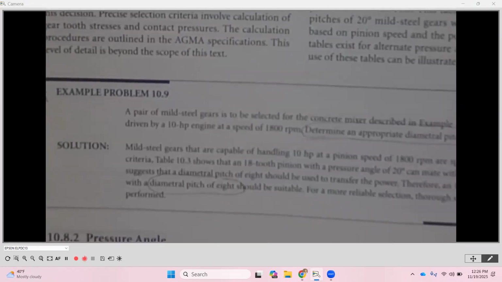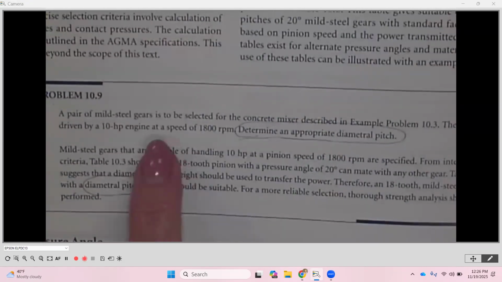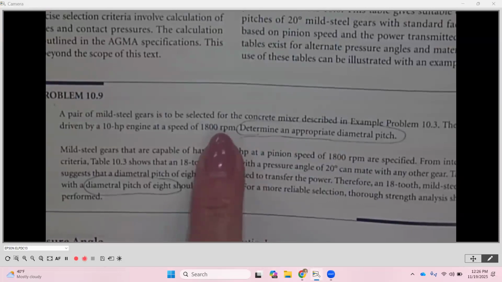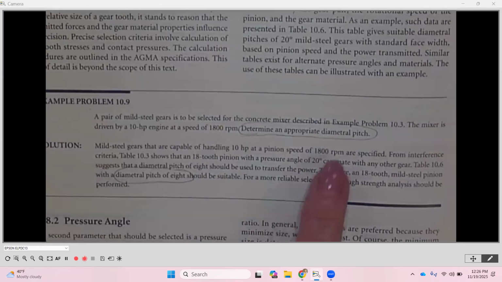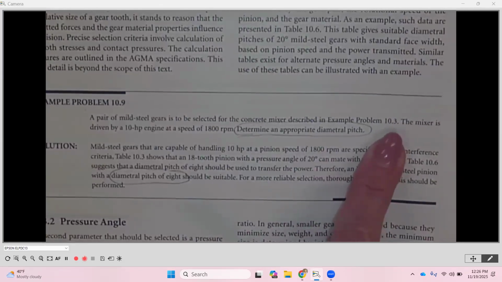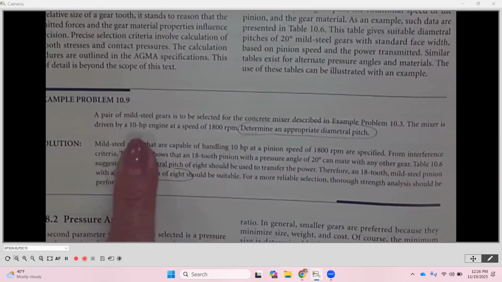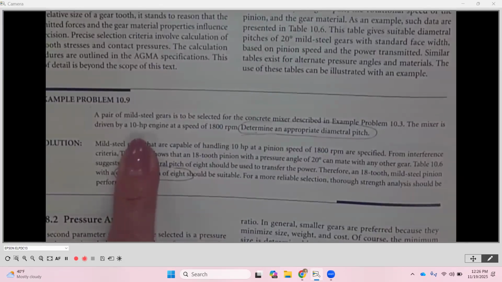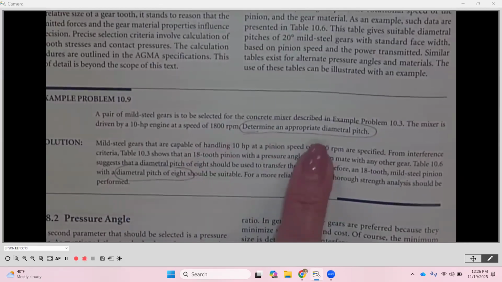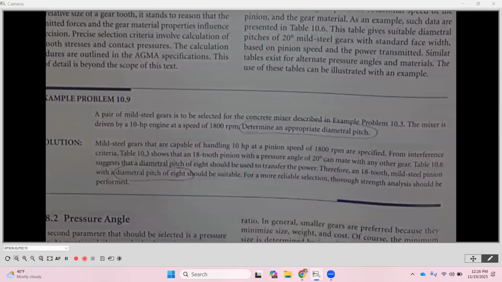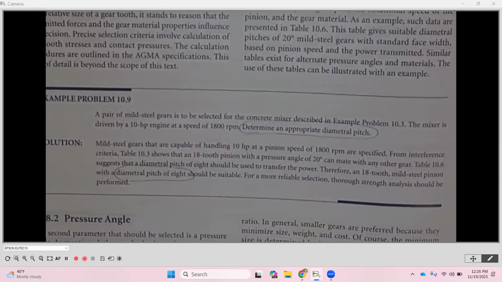Example 10.9. So we have a pair of mild steel gears to be selected for the concrete mixer application that we did in the previous problem. It was actually in 10.3. We did this problem earlier. The mixer is driven by a 10 horsepower engine, and the speed coming from that engine is 1800 RPMs. They want us to determine the appropriate diametral pitch. Okay, so this is going to be one of the practice problems that you hand in.